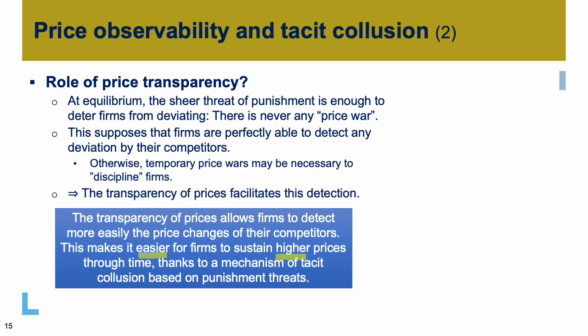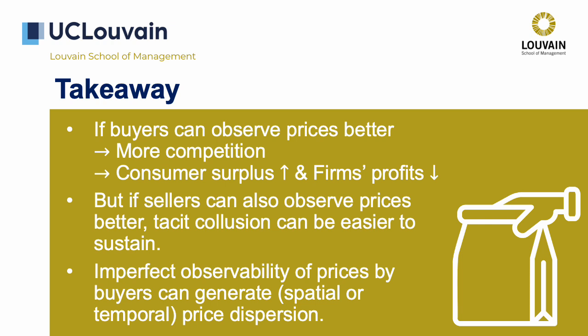Okay, so let's wrap it up. What are the main takeaways of what we have seen in this presentation? Well, first of all, if buyers can observe prices better, this will induce more competition on the market, which will raise consumer surplus and lower the firms' profits. But if sellers can also observe prices better, then the likelihood of tacit collusion is larger, meaning that firms would be able to set higher prices, which increases their profits and lowers the consumer surplus.